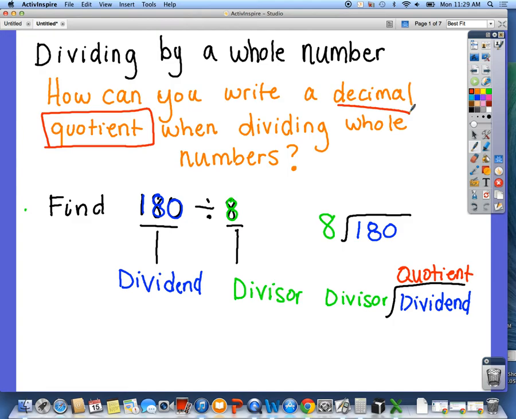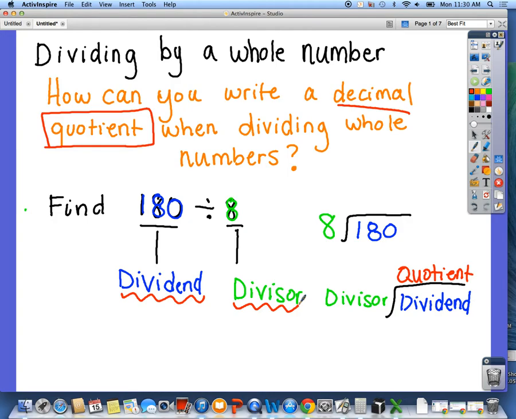quotient? So the first problem that we're going to be working on together is I put up on the board 180 divided by 8. And there's some key terms in here that you need to understand. First, that first number is our dividend. We've got to remember that that's the dividend, and the number that is dividing into the dividend is the divisor. So I've color-coded them here so that you can see it.